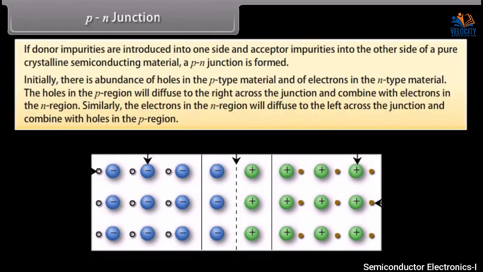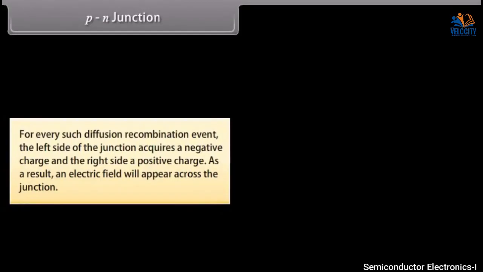Initially, there is an abundance of holes in the p-type material and of electrons in the n-type material. The holes in the p region will diffuse to the right across the junction and combine with electrons in the n region. Similarly, the electrons in the n region will diffuse to the left across the junction and combine with the holes in the p region. For every such diffusion recombination event, the left side of the junction acquires a negative charge and the right side a positive charge. As a result, an electric field will appear across the junction.